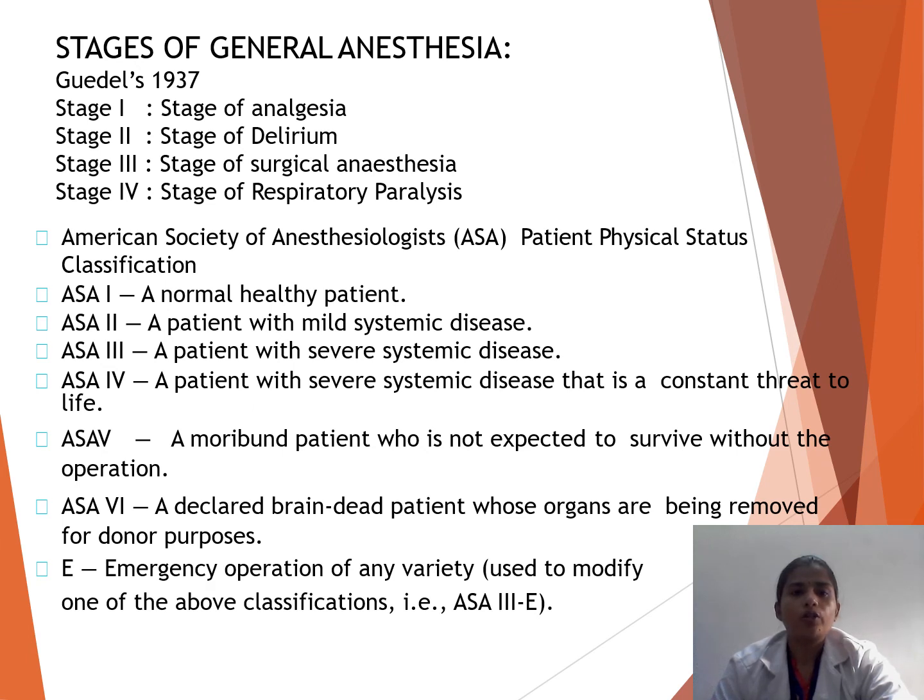Stages of general anesthesia. Guedel in 1937 classified it into 4 stages. Stage 1, stage of analgesia. Stage 2, stage of delirium. Stage 3, stage of surgical anesthesia. Stage 4, stage of respiratory paralysis.